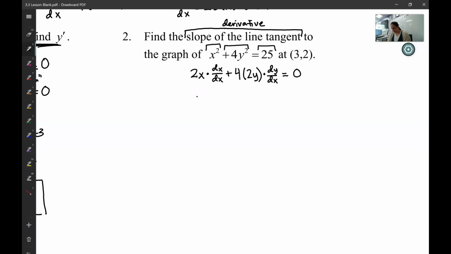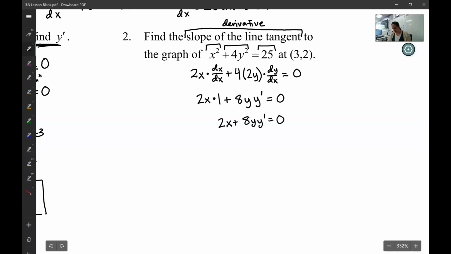So now I'm going to rewrite some of this. This is 2x. This is going to be times 1, because like we learned in the last video, the hook-on factor for x's is always a 1. We don't really need it. We can just ignore it. But the hook-on factor for y's is not a 1. So then we definitely need it. So now I've got this 2x plus 8yy' equals 0.